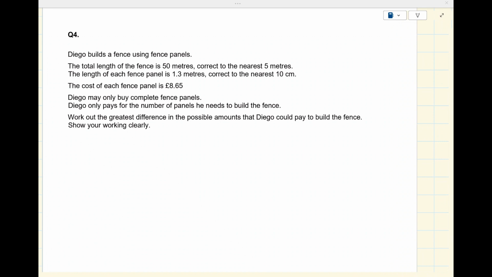Question 4. Right. In question 4, we're building a fence. But the moment that we realize it's a bounds question, we go to our normal routine. So the length of the fence, the total length of the fence is 50 meters. Correct to the nearest 5 meters. Halve the 5, 2.5. So an upper bound of 52.5 meters and a lower bound of 47.5 meters.